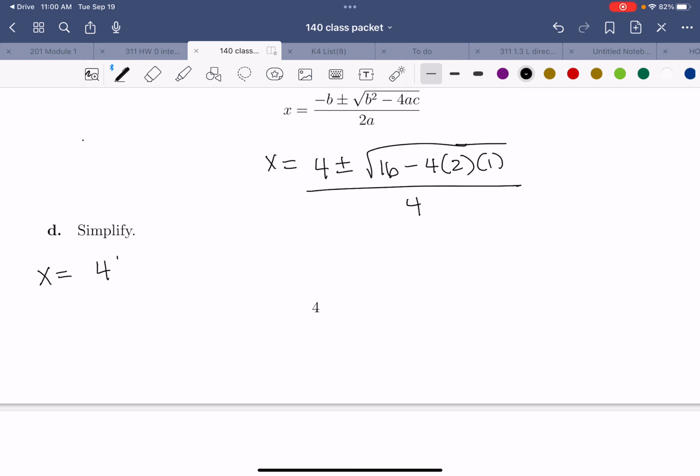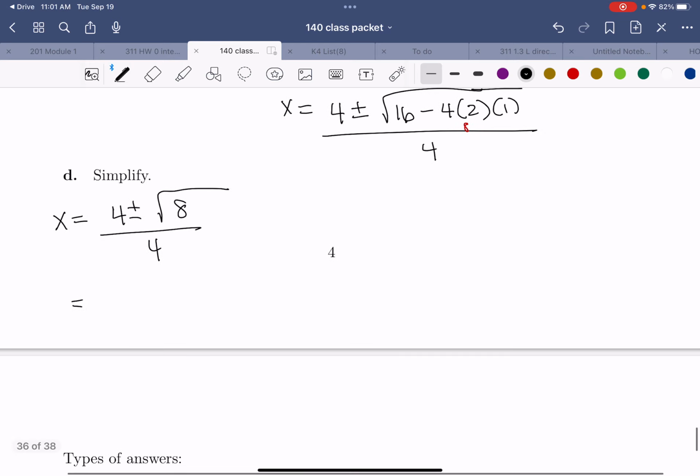So we're going to have 4 plus or minus the square root of 4 times 2 times 1, which is 8. 16 minus 8 is 8, all over 4. And then typically what we do is we try to pull any square roots out of that 8. So this is 4 plus or minus 2 root 2, right?